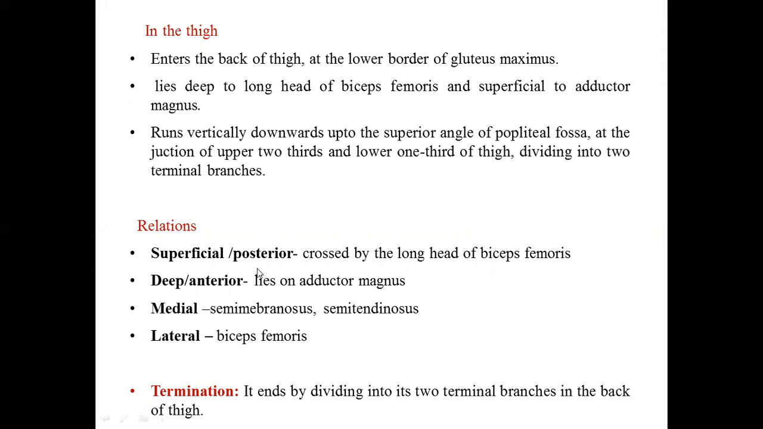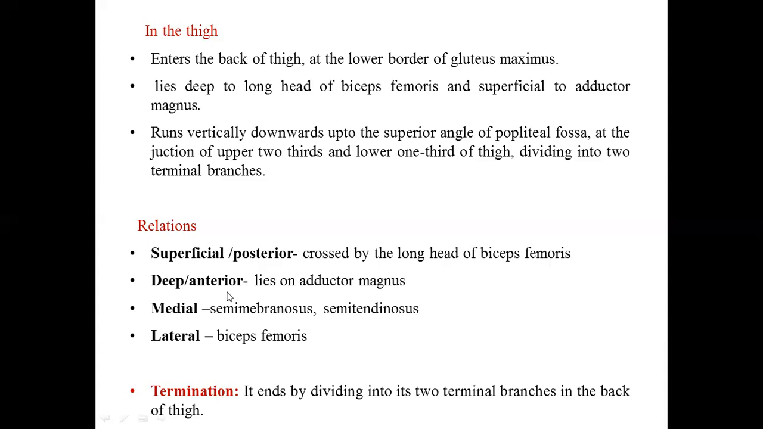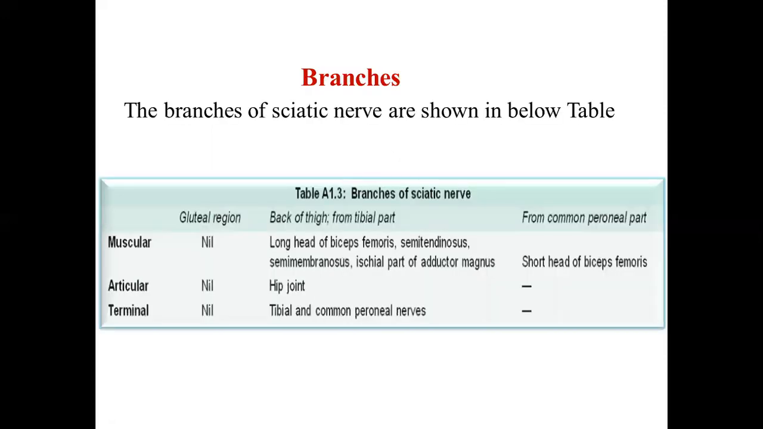Here in the thigh, it is related superficially, it is crossed by the long head of biceps femoris. On the deeper side, there is adductor magnus. Medially, semimembranosus and semitendinosus muscle, and laterally there is the biceps femoris muscle. After traveling through the thigh, as I said, it will end by dividing into its terminal branches, that is tibial and common peroneal parts.